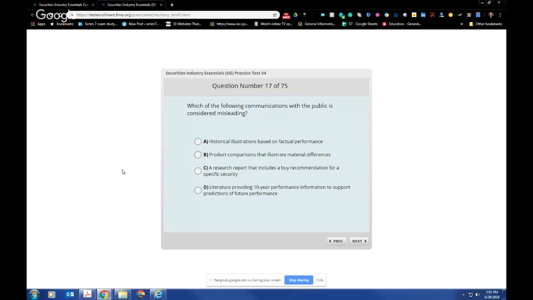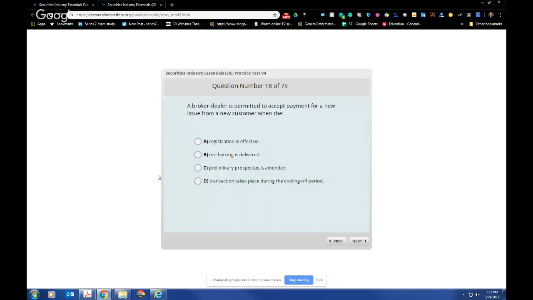Research people do that. D, literature providing 10-year performance information to support predictions. You can't predict the future. No predicting the future. You even have to say past performance does not indicate future results. You cannot predict the future. You can say, I think you should buy it, and I think there's a target, but you cannot predict the future. So the answer is D.